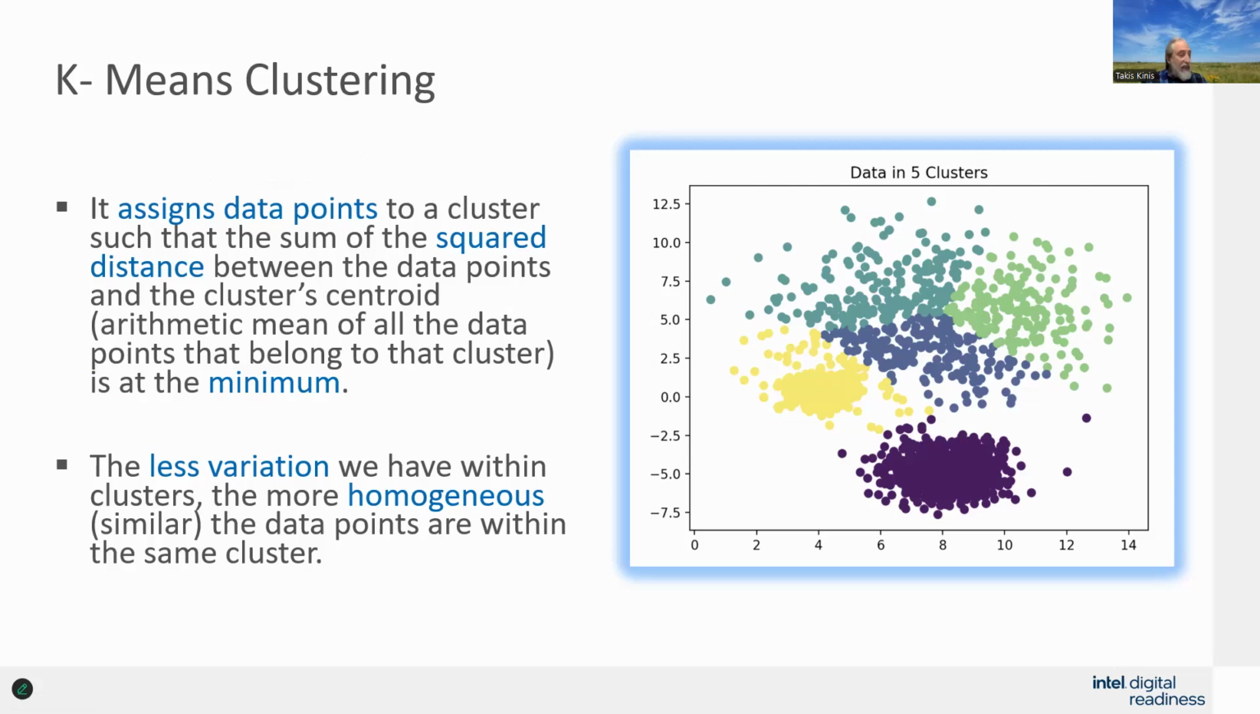All right. The other thing that it does is it assigns data points to a cluster such that the sum of the squared distance between the data point and the cluster's centroid, which means the mathematical mean of all the data points in that cluster, is at the minimum.